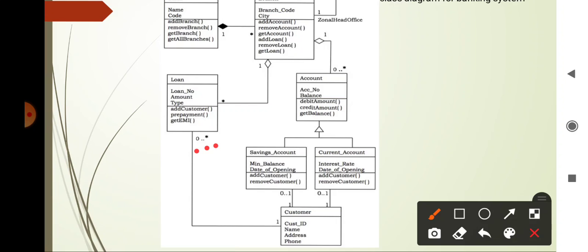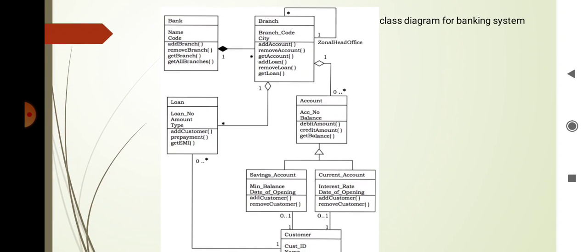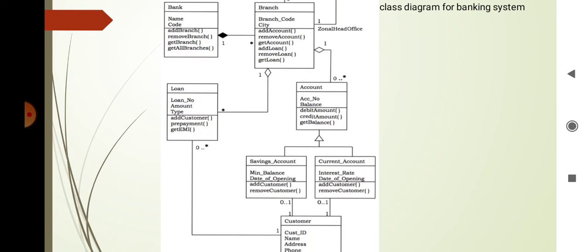In a class diagram you can define the class or the tables with three contents: the class name, class attributes and their operations, and connect their relationships like one to one, one to many, many to one, as shown here. This is the class diagram for a banking system.